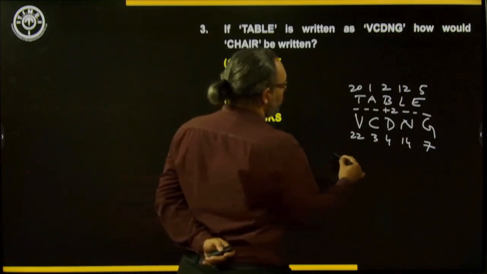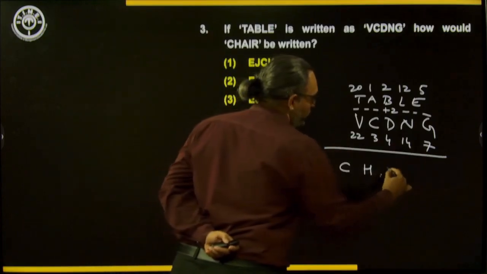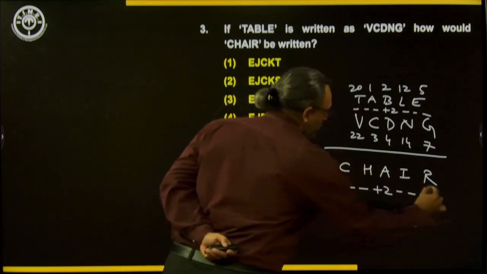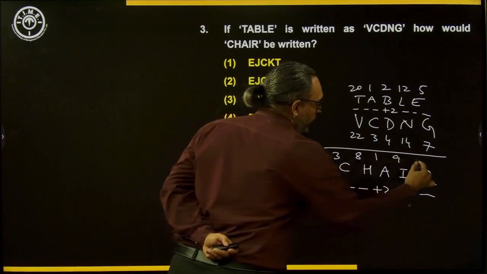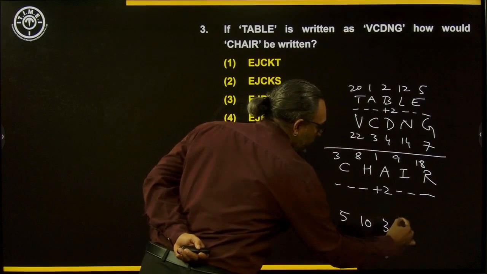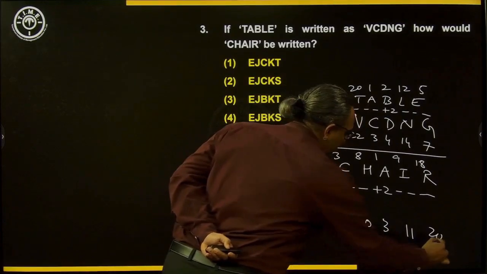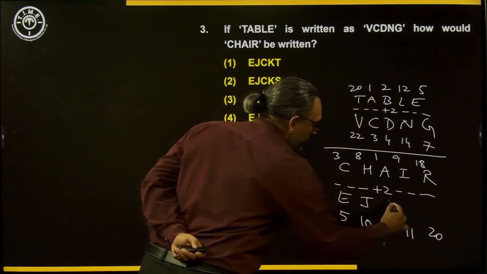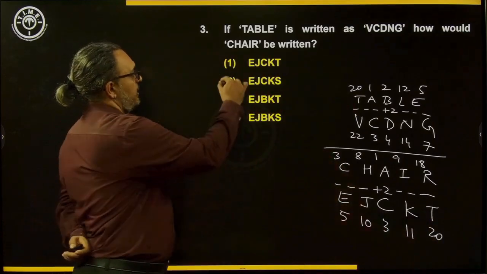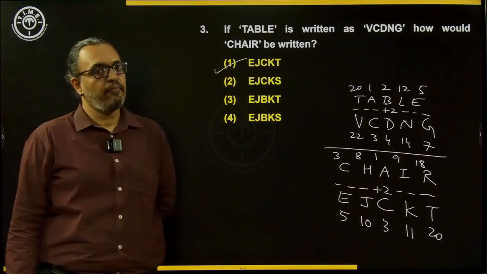So the same, how would chair be written? So you have chair. How would this be written? You again add +2 everywhere. So 3, 8, 1, 9, 18 gives you 5, 10, 3, 11, 20, which is E, J, C, K, T. So EJCKT is available in the first option. Correct?